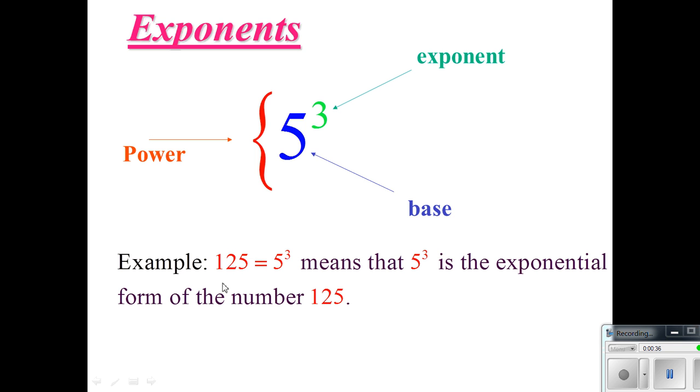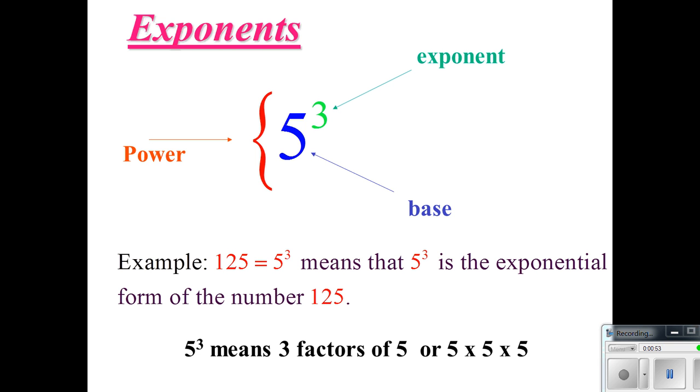Example, 125 is equal to 5 to the power of 3. It means that 5 raised to 3 is the exponential form of the number 125. 5 raised to 3 means 3 factors of 5, or 5 times 5 times 5.